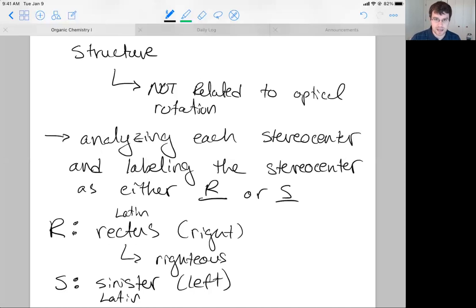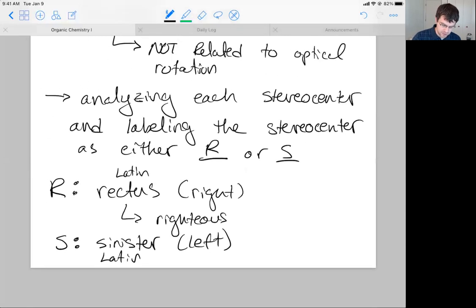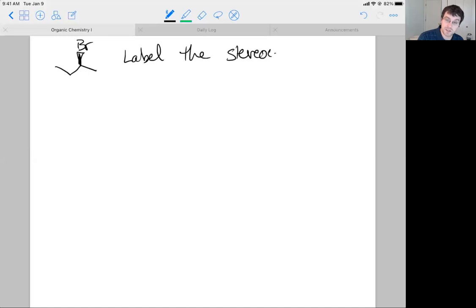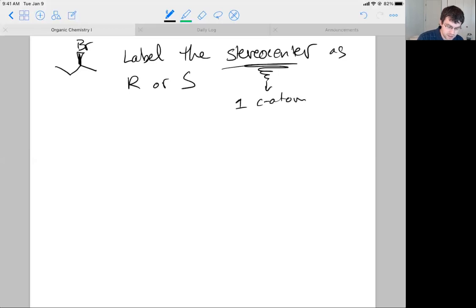Now what we want to do is take a chiral molecule and identify the stereocenters not only with a star, but also with an R or S label. Okay, so let's do that. Let's take this molecule, and we're going to label the stereocenter, which is, again, our carbon with 4 different things attached to it, as R or S. Now it's the stereocenter. That means we have one carbon atom being labeled, and it's not the entire molecule.